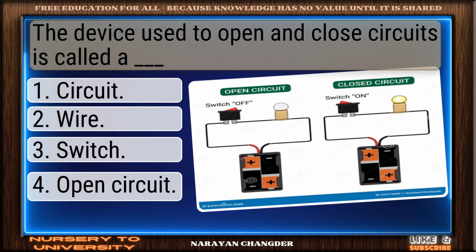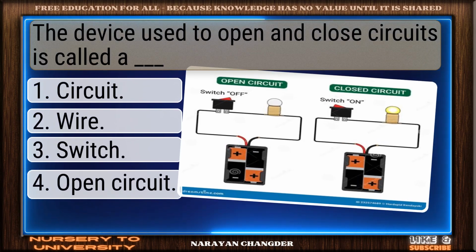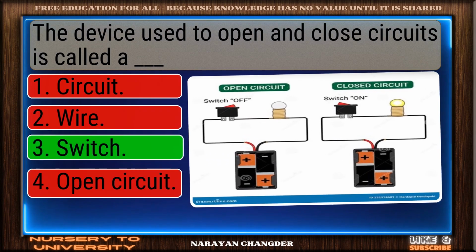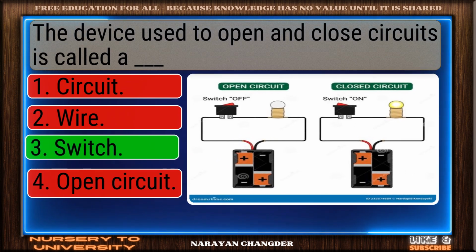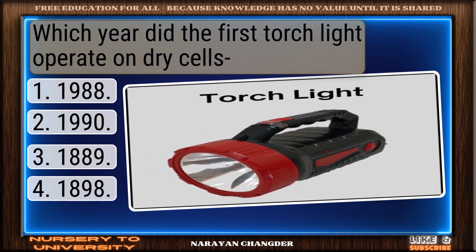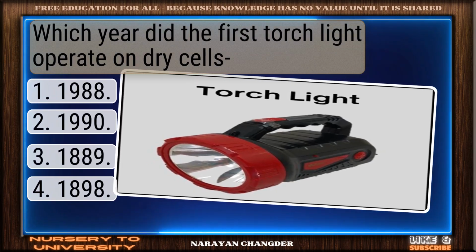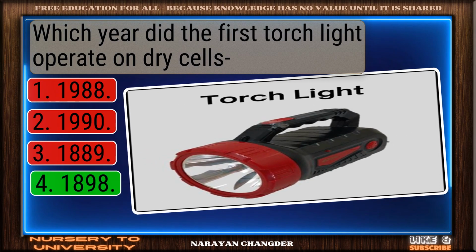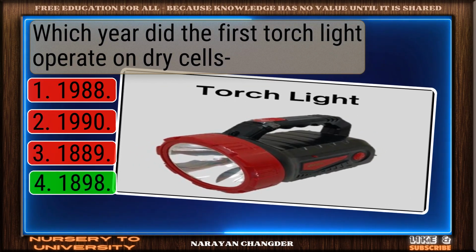The device used to open and close circuits is called a dash. Nice selection. Switch is the correct and valid answer. Which year did the first torchlight operate on dry cells? Excellent. 1898 is a brilliant choice.